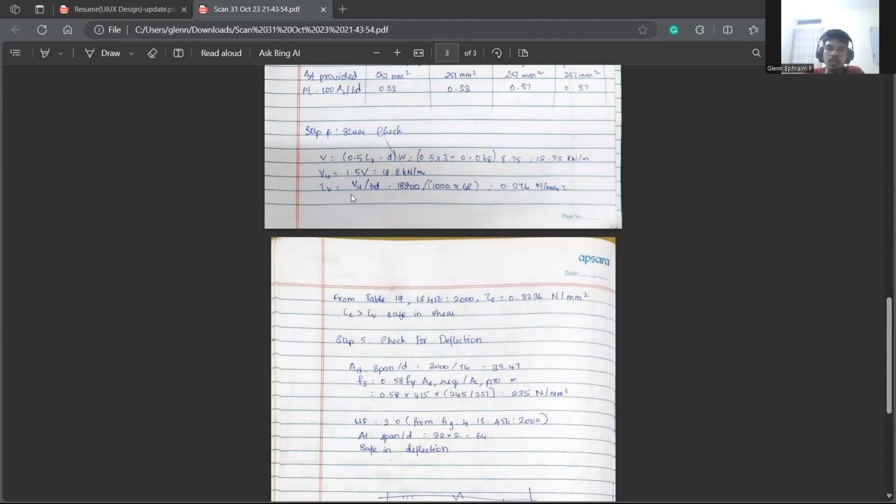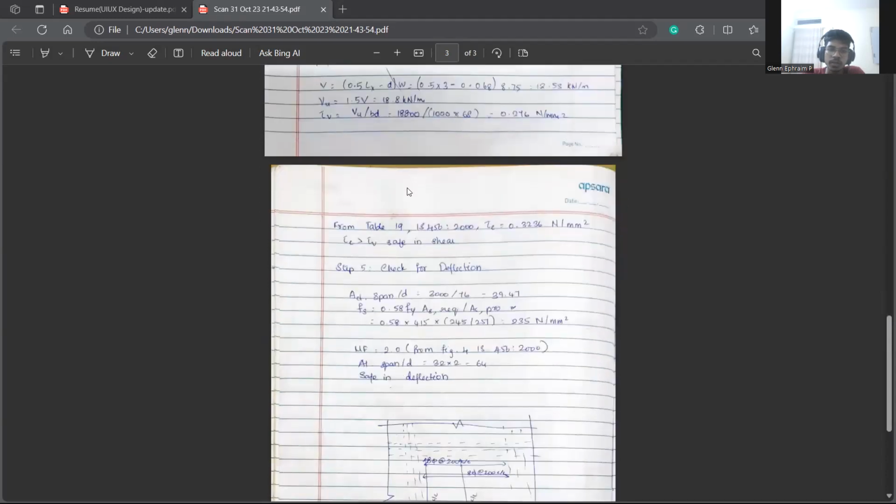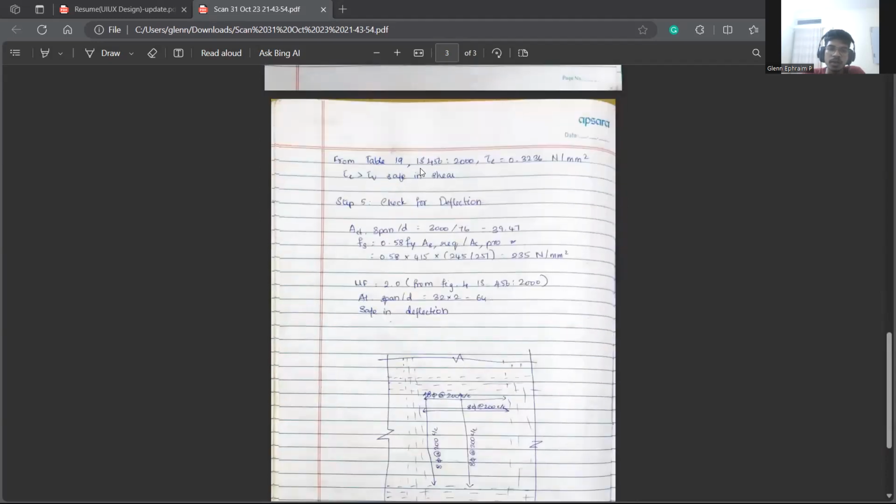Tau v is Vu by bd. bd we know: 1000 by 76, 68. The Vu value we have just calculated. Substituting, we get 0.2768 Newton per millimeter square. From table 19 of IS 456:2000, tau c is equal to 0.3236 Newton per millimeter square. So tau c is greater than tau v, so we can declare that this design is safe in shear.